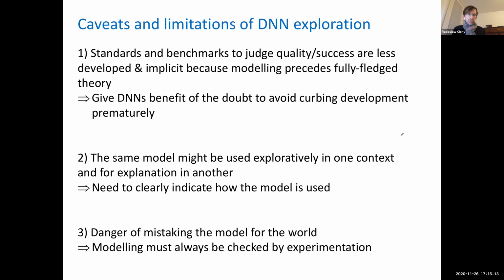And third, of course, there's always the danger of mistaking the model for the world. So there's people who would like to stop looking at brains and spend their life only analyzing deep neural networks, which I think is totally fine, as long as you understand that modeling must always be checked by experimentation. So at some point, you must go back to the brain and you must check what you find out is useful or not. Otherwise, there is a danger that you're doing something which doesn't have its reflection in reality.